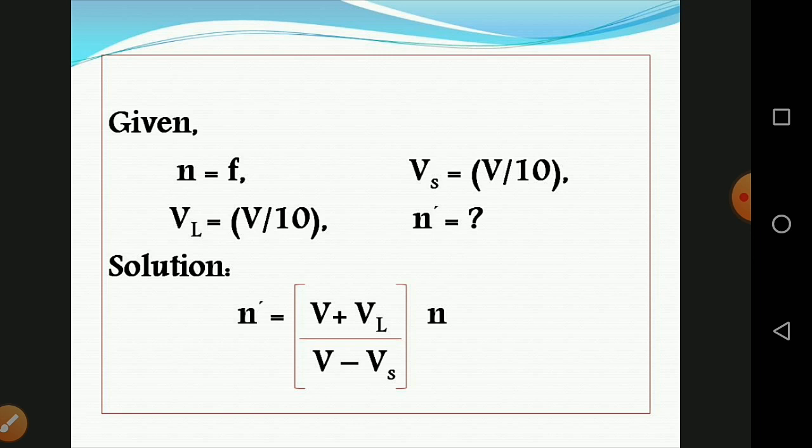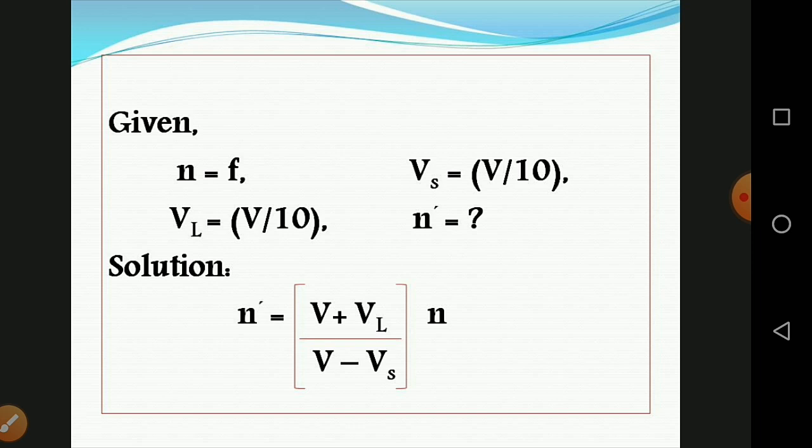So n dash is equal to v plus vl, because when a listener moves towards the source, when it moves right to left, that's why v plus vl. And when a source moves towards the listener, when it moves left to right, it takes the minus sign.